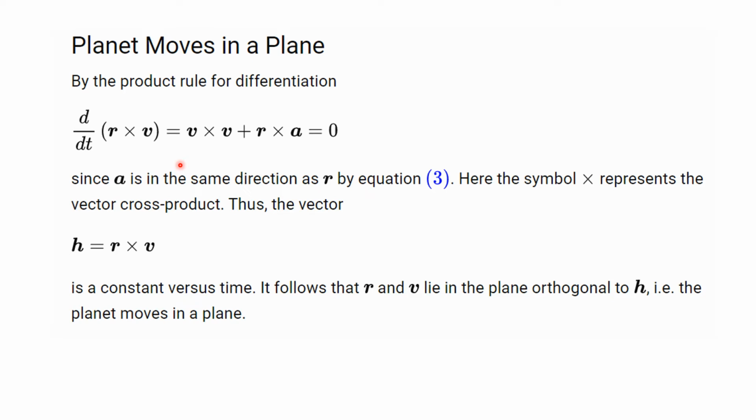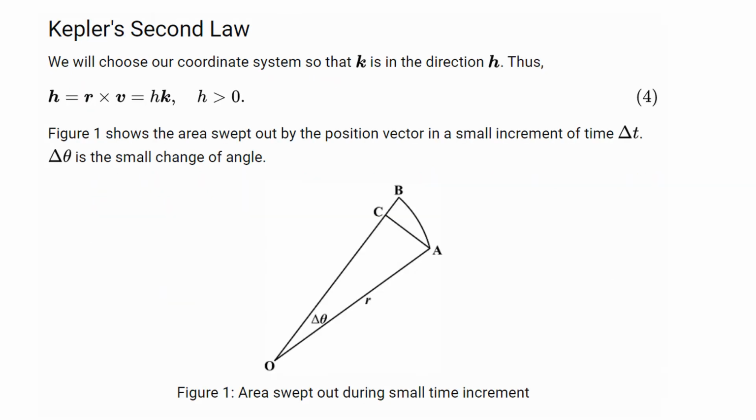That means that r cross v is a constant vector. That means that r and v lie in the same plane because there's a vector that is perpendicular to both of them. So r and v lie in the same plane, and the planet moves in a plane. Now we move to do Kepler's second law.